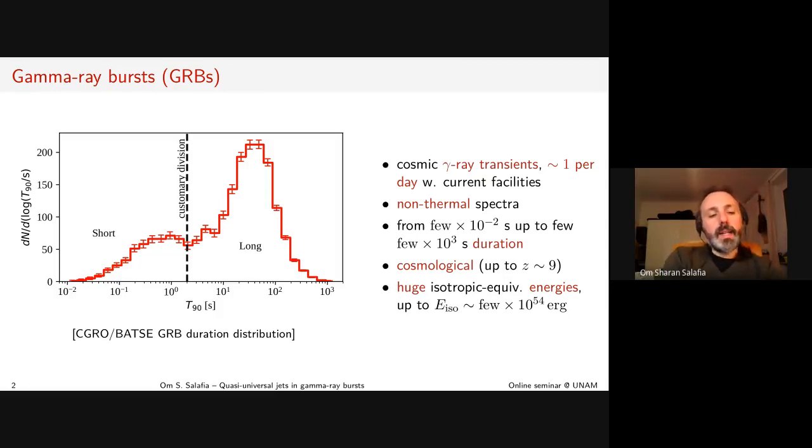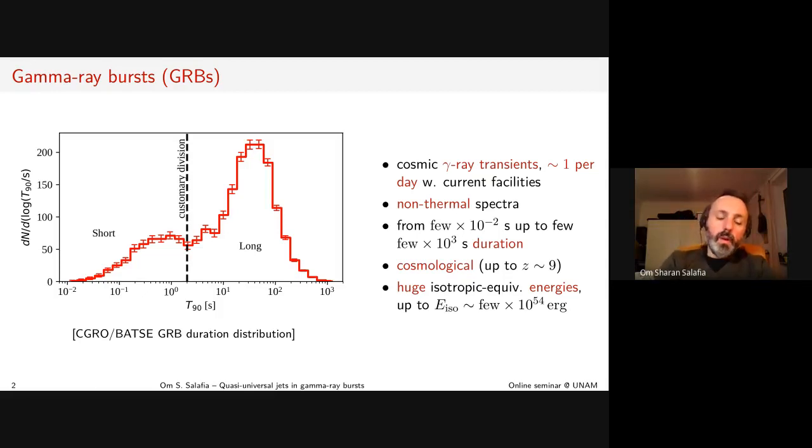At that time, around the 90s, people started to realize that the distribution was bimodal, as you can see from the plot. And you can set more or less a clear division line at around 2 seconds duration. Below this duration, we have those GRBs which we call short hard, because they are shorter and they also typically feature a harder spectrum, while above we have the long soft GRBs.